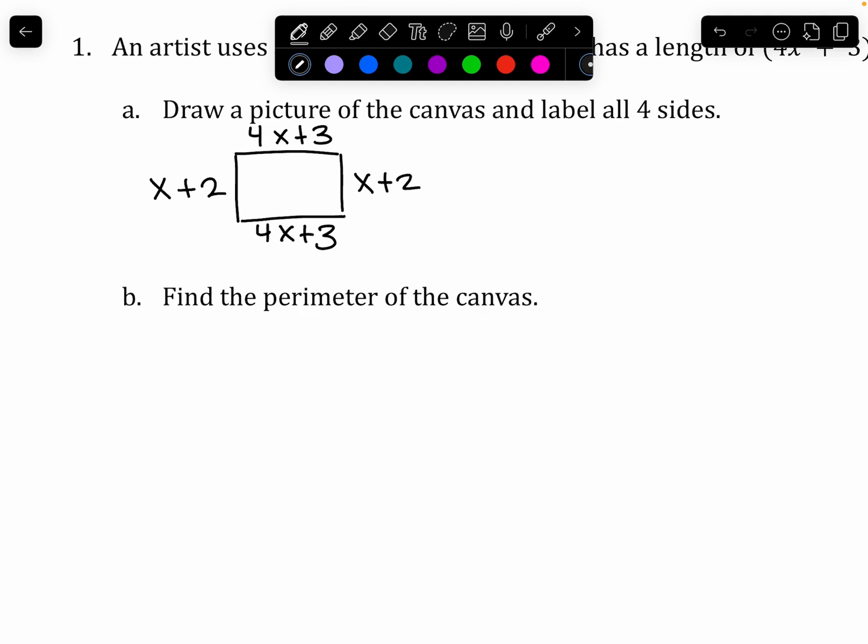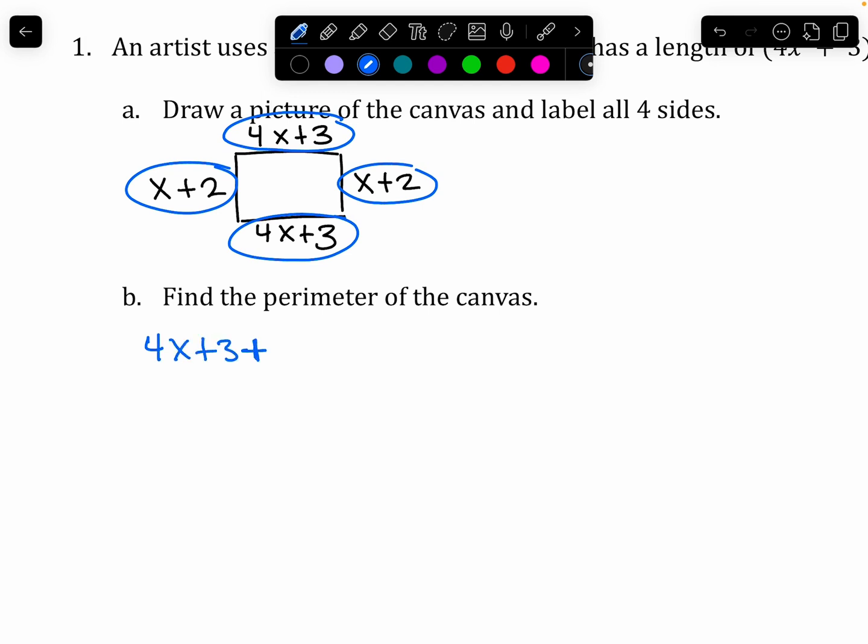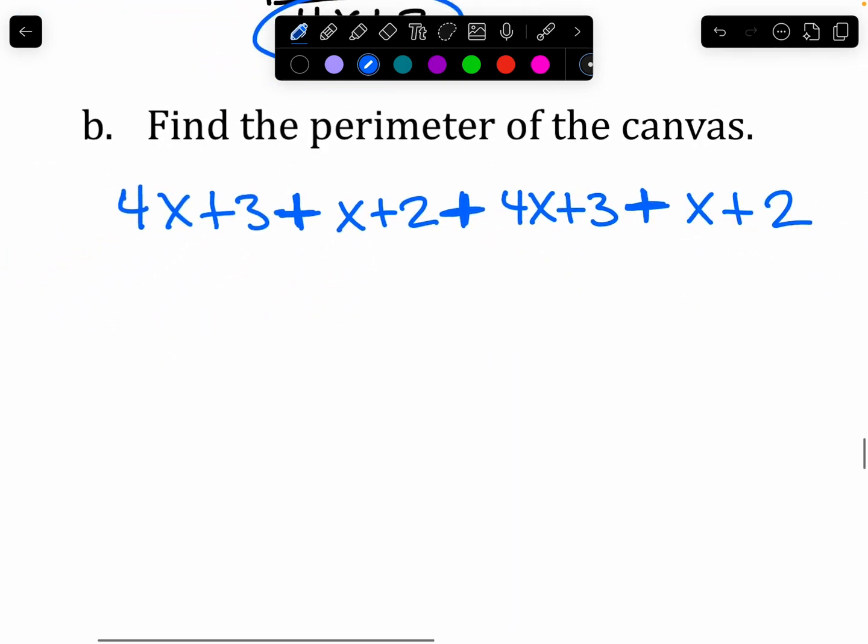Now, what I need to do at this point for part B says find the perimeter of the canvas. So when you find the perimeter of any shape, all you're doing is adding the sides together. So I'm going to do 4x plus 3 plus x plus 2 plus 4x plus 3 plus x plus 2. I'm not going to set it equal to anything. We haven't done equations yet. We've only done expressions. And now that I'm here, guys, it's just combining like terms.